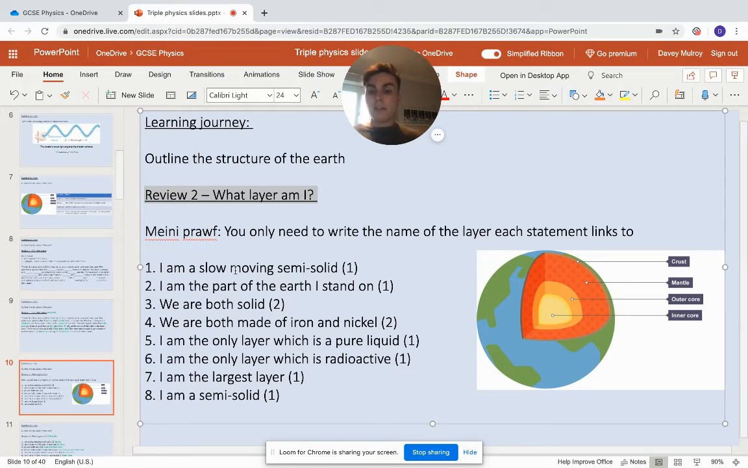So for example, question number 1, I am a slow-moving semi-solid. You only need to write one of crust, mantle, outer core, or inner core. But for question 3, we are both solid, you need to write 2 of those layers. So I need you to hit pause and complete those questions now.